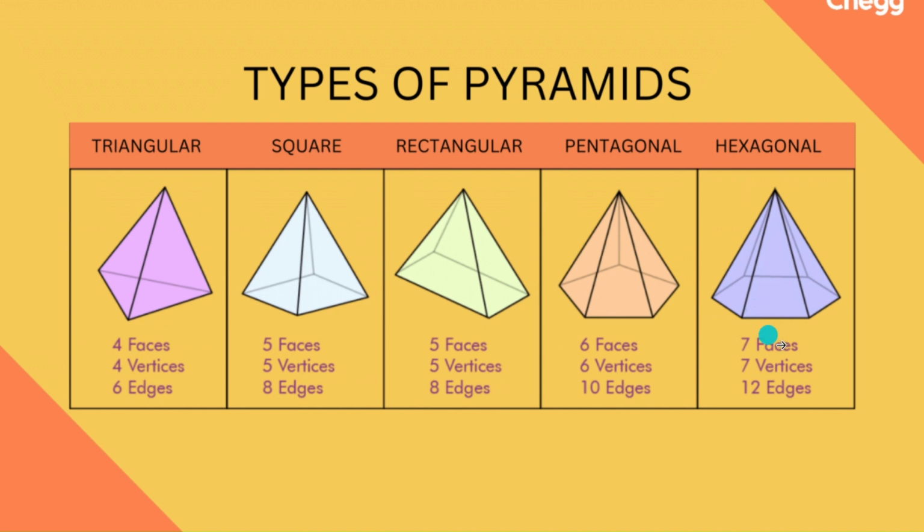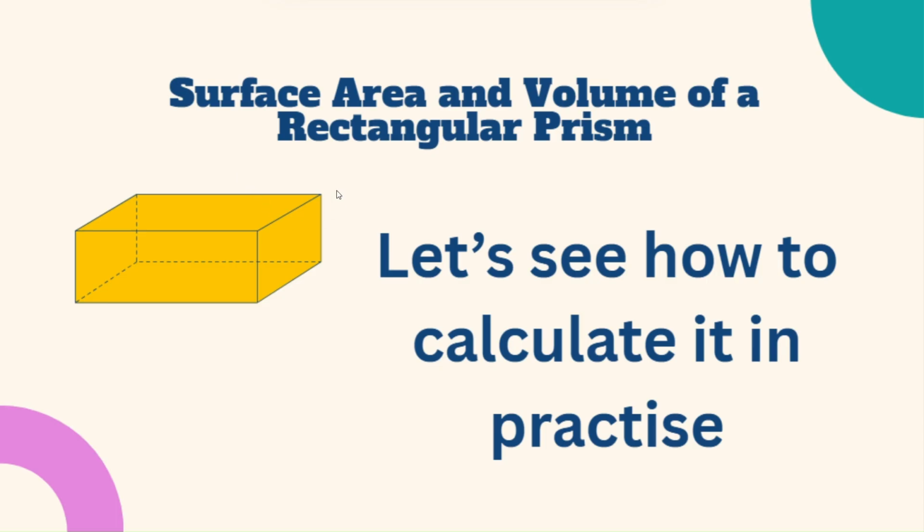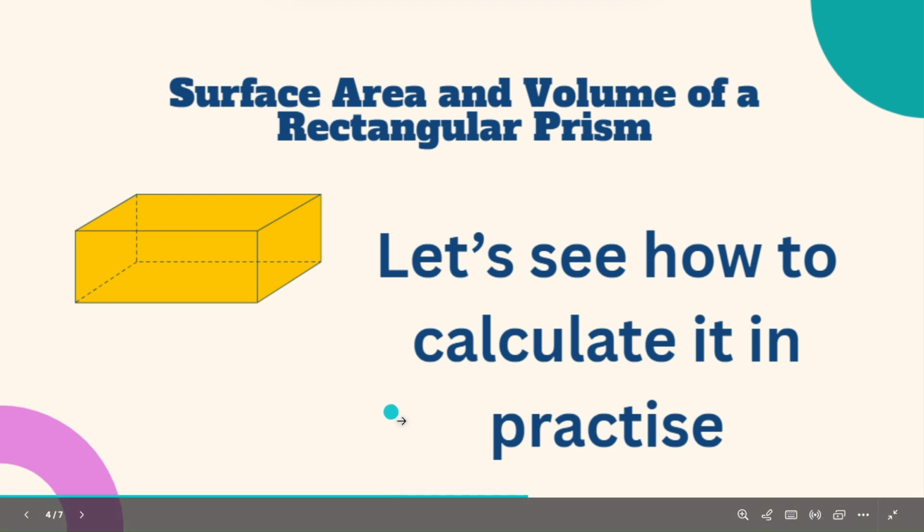As the number of sides on the base increases, the number of faces, edges, and vertices also increases. But all pyramids share the same idea: the triangular sides meeting at the apex point. Now let's look at how to calculate the surface area and the volume of a rectangular prism. We will use a real-world example to see how the formulas work in practice.